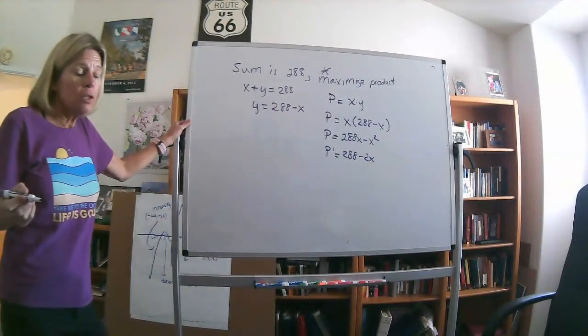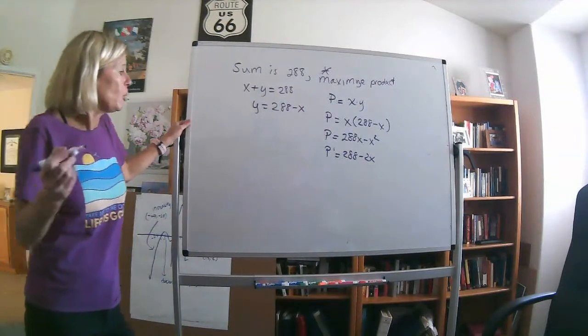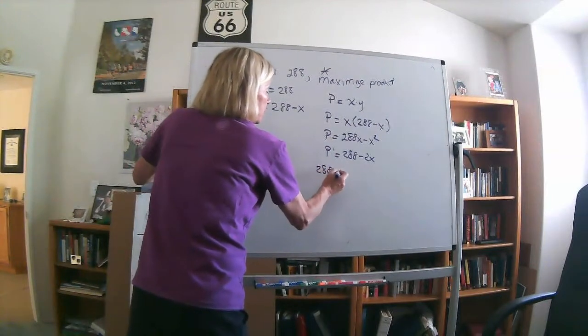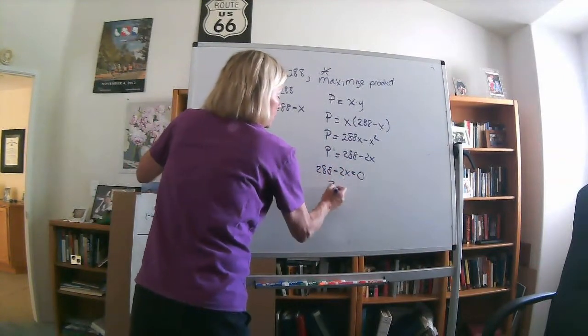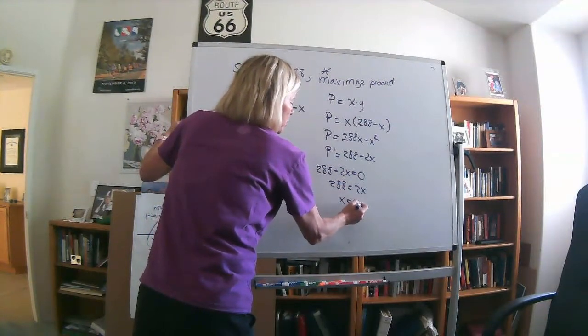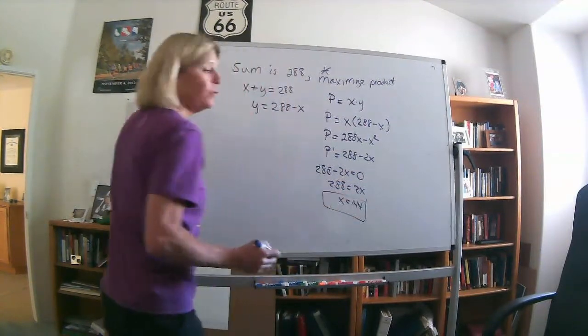I take the derivative, and that's 288 minus 2x. Just like I always do when I want to find a maximum or a minimum, I set the derivative equal to 0. And that gives me x is 144. That's my first number.